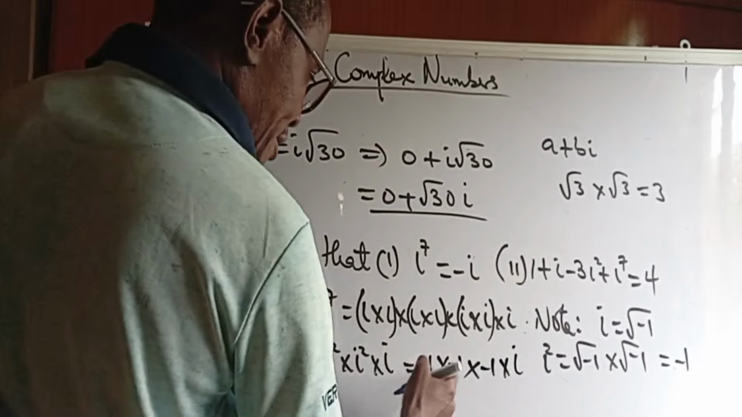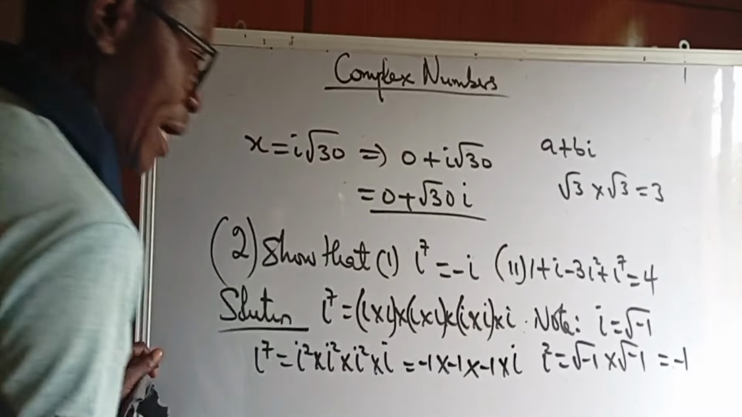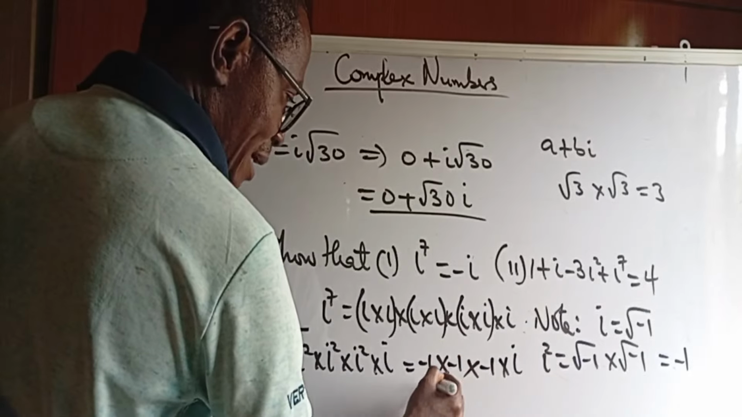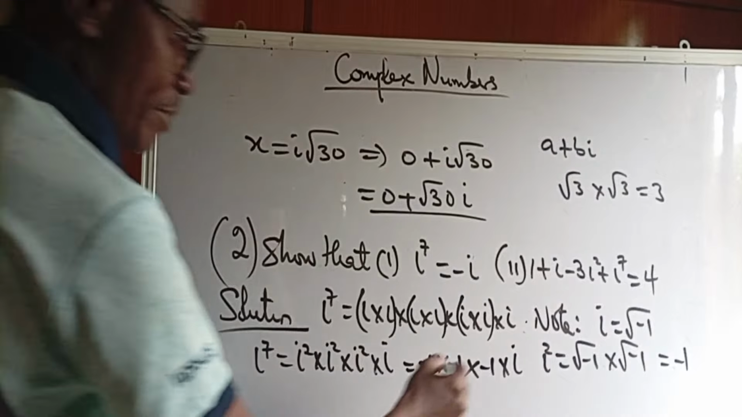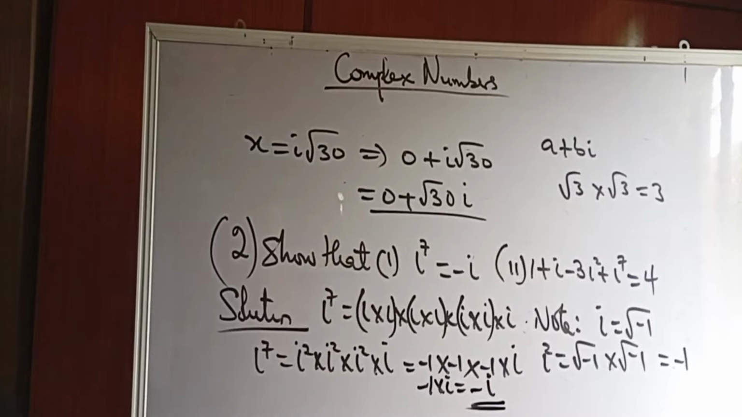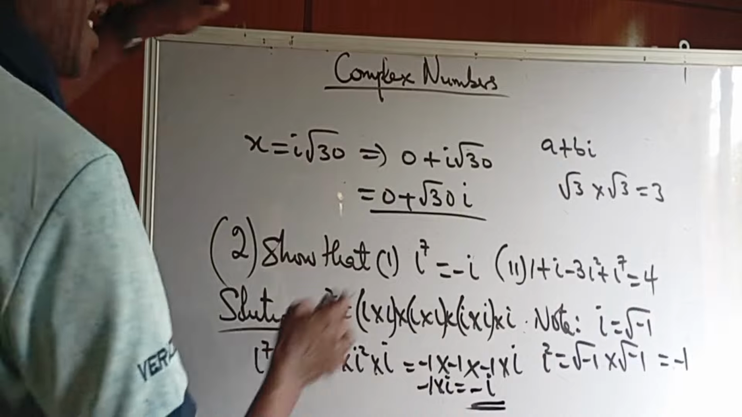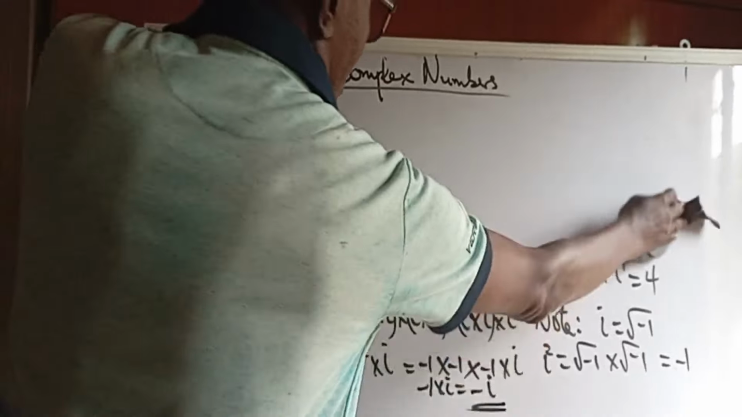Now, minus times minus is plus, plus times minus is minus. 1 times 1 is 1, 1 times 1 is 1. So all the signs here will be minus 1. So we have minus 1 times I. And when you multiply minus 1 times I, you have minus I. So I raised to power 7 is equal to minus I. Let's look at the second question in that section.